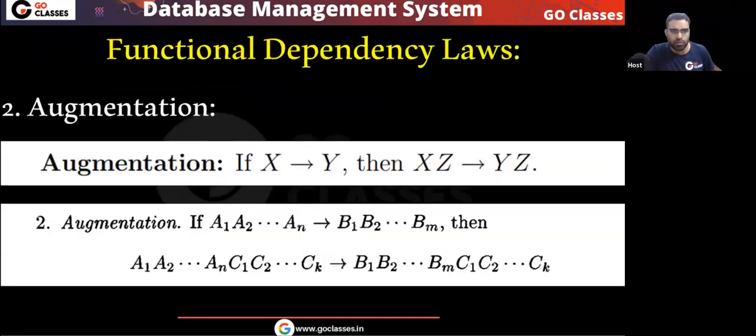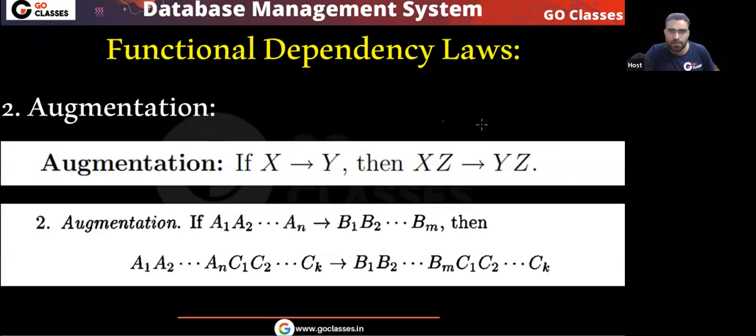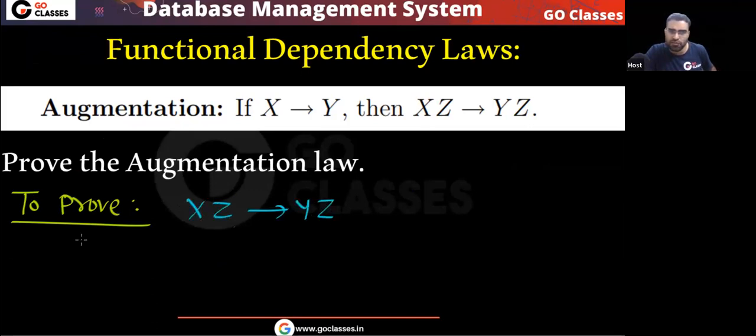Now, what do we need to prove? This is your augmentation law. It says that if x determines y, then xz will determine yz. Can you prove it? Let's prove the augmentation law. First of all, tell me what we need to prove. We need to prove that xz determines yz.